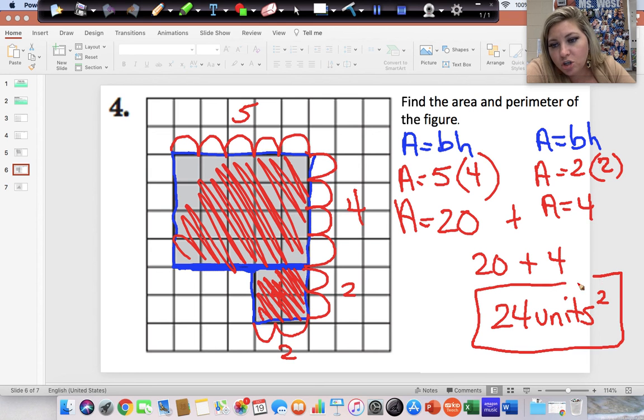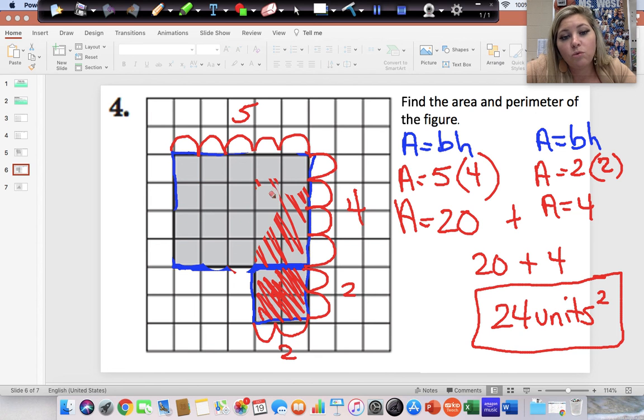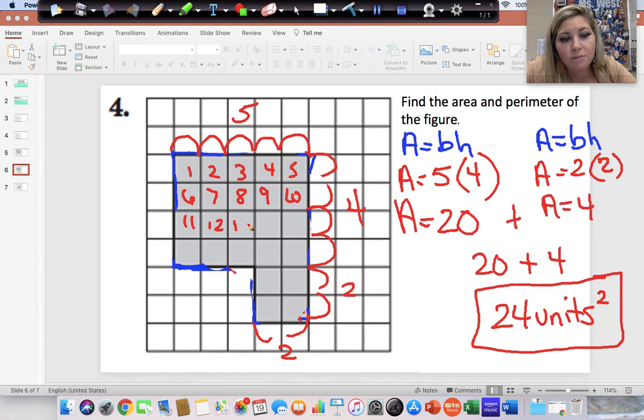And you may not always be able to, especially with a parallelogram like we just did in the last problem. But when we are given squares, you should be able to count all of the squares, and they should equal 24. So if we counted all of these in the middle here, we should get 24. For example, 1, 2, 3, 4, 5. If you kept doing this for the whole thing, you should be able to get 24 squares.